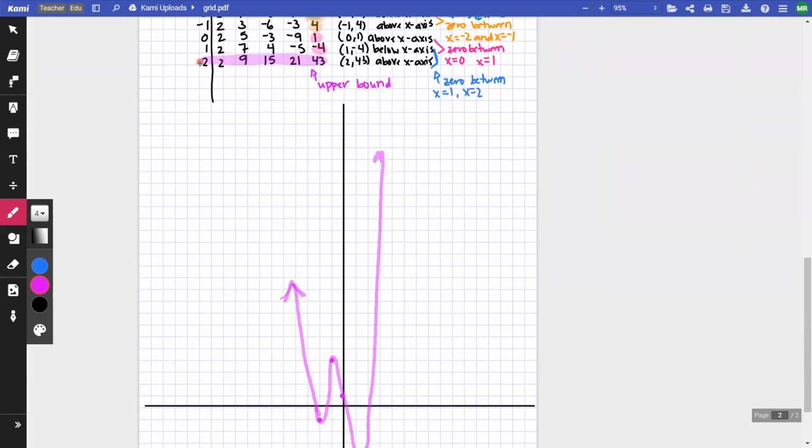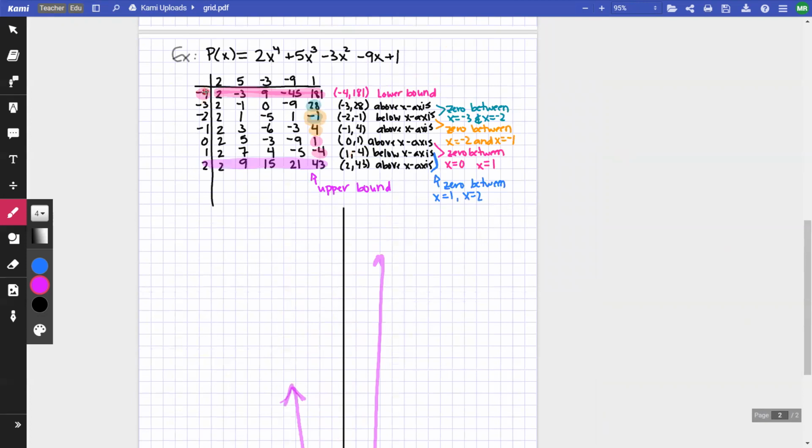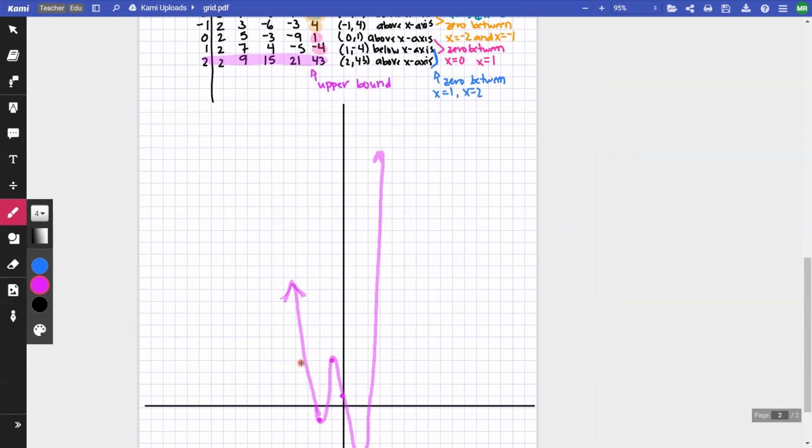So anytime you have a positive that you try and you get no negatives here, this is going to be an upper bound. If we have a negative and we get alternating, that's going to be a lower bound. Now, in this case, the lower bound is going up. Okay, but we call it lower because it's on the negative side.